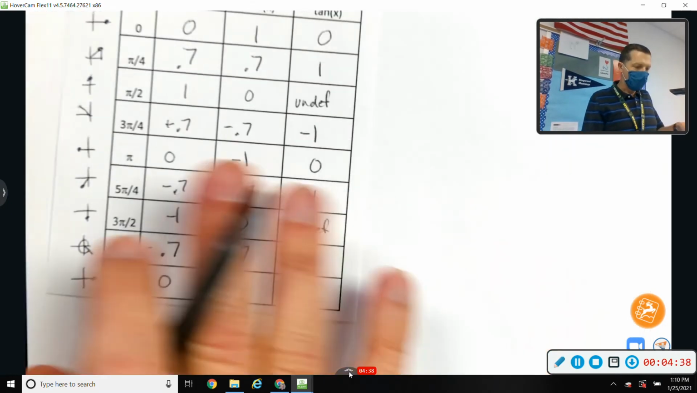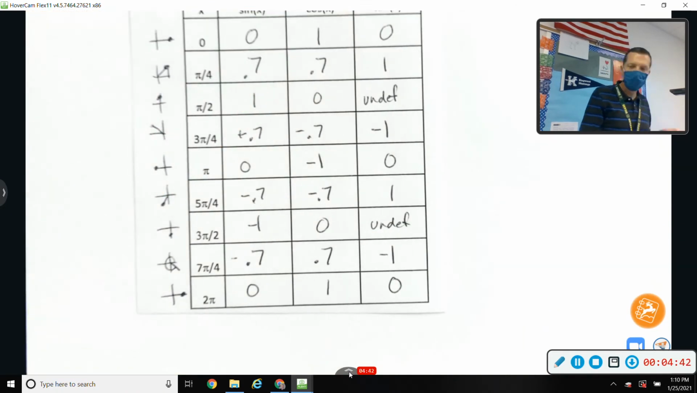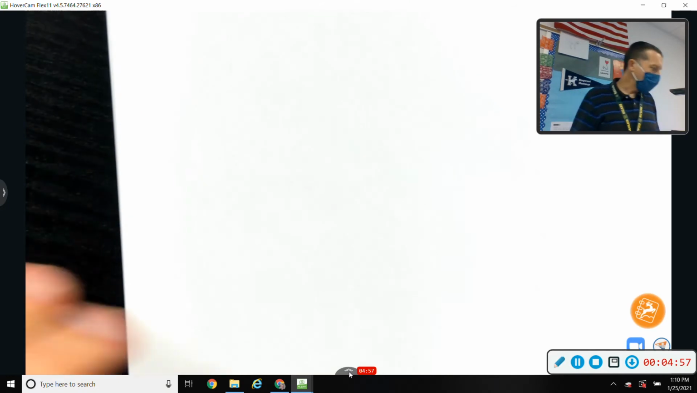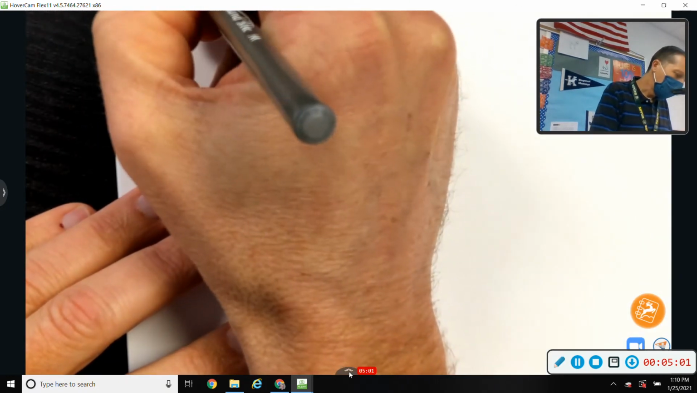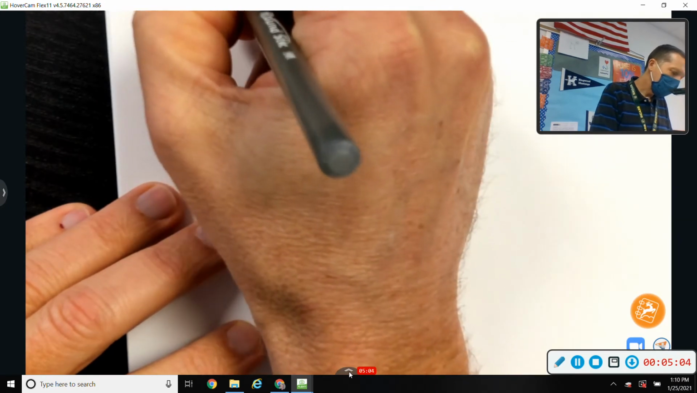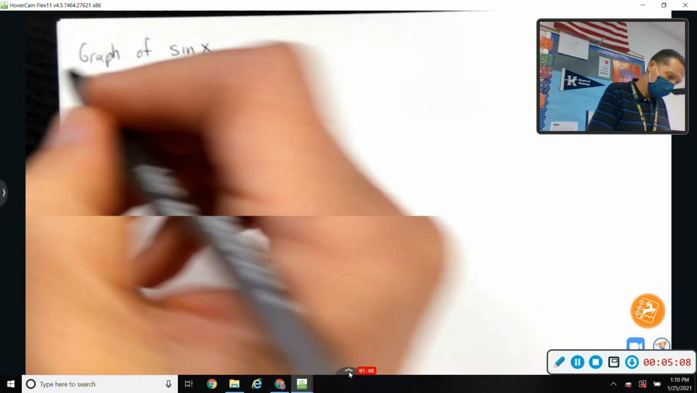So finish checking those, make sure you got the right numbers in your table, otherwise the rest of the day is going to be a mess up, kind of like if you mess up the unit circle, then it's all messed up after that. All right, so hold that close because we are going to use that to construct the graph of sine of x.